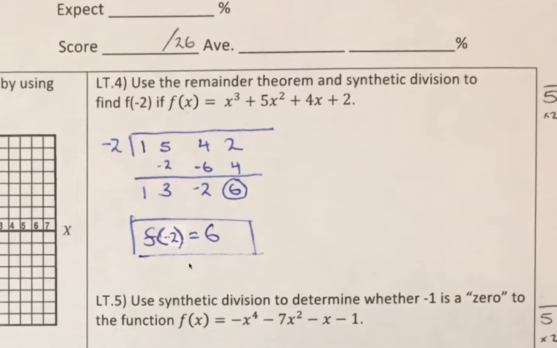I really want you to put your final answer as this. Don't just do the synthetic division and leave it at that. I want you to find f of negative 2, and so use that as your final answer.